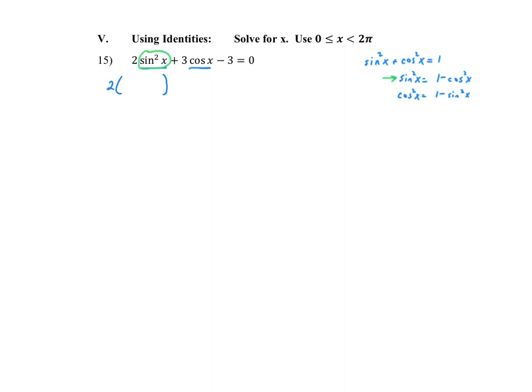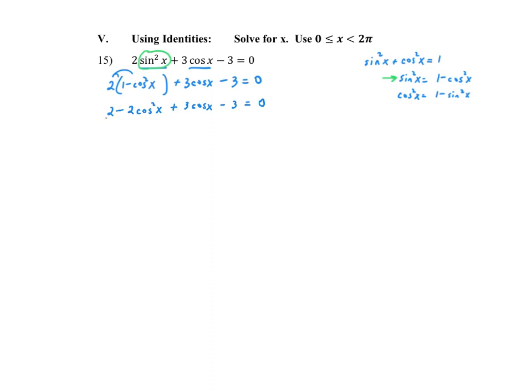Sine squared is 1 minus cosine squared of x. Make sure we put that in parentheses and then write all the other stuff. Look at what we have. Now we have all cosine terms. So distribute the two.